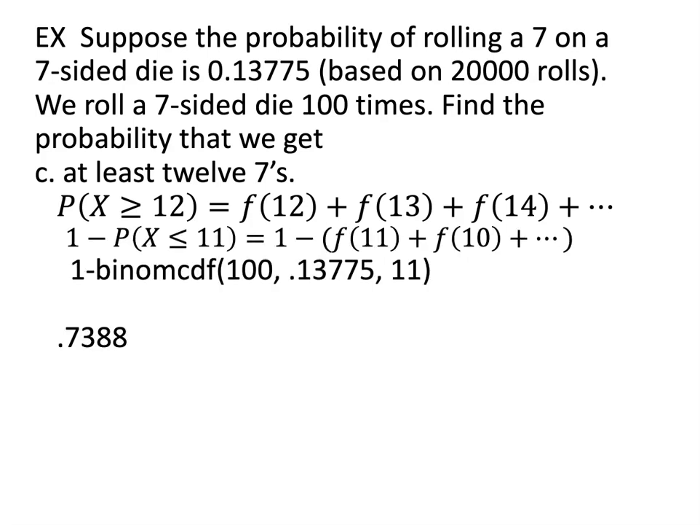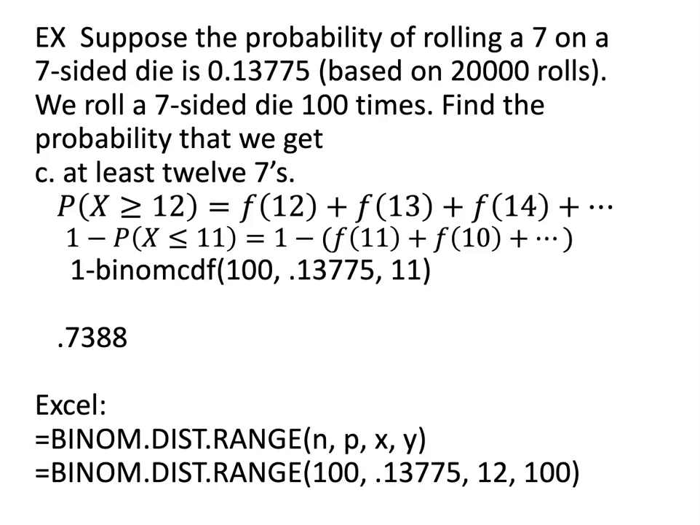Now the TI-83 or 84, unfortunately, doesn't have a button like this. It just has cumulative distribution function. So the easiest way to calculate the probability that X is greater than or equal to 12 is 1 minus the probability that X is less than or equal to 11. That's 1 minus f of 11 plus f of 10, etc. That is, in other words, 1 minus binomial CDF, 100, comma, 0.13775, comma, 11. And that turns out to be 0.7388.